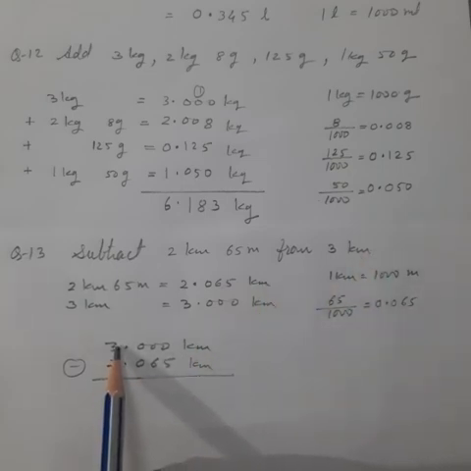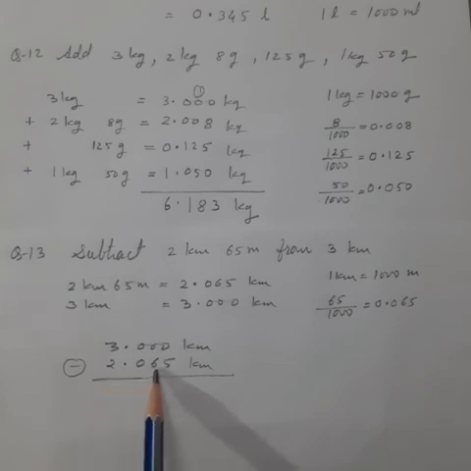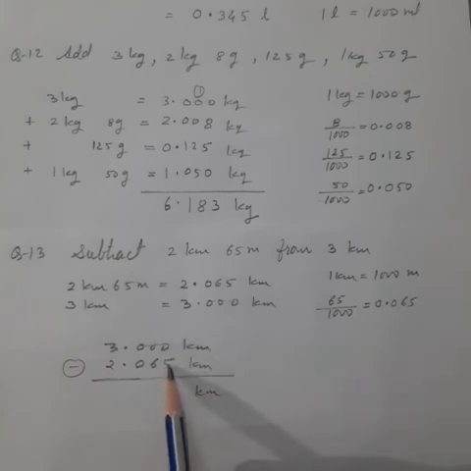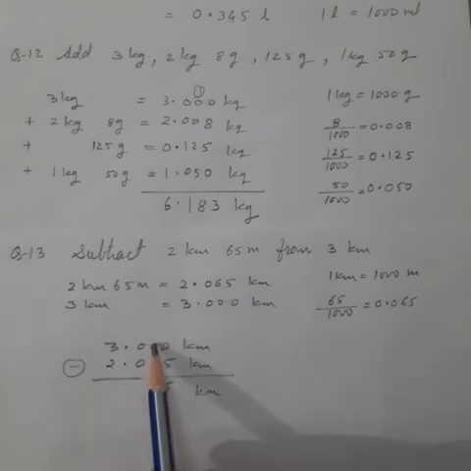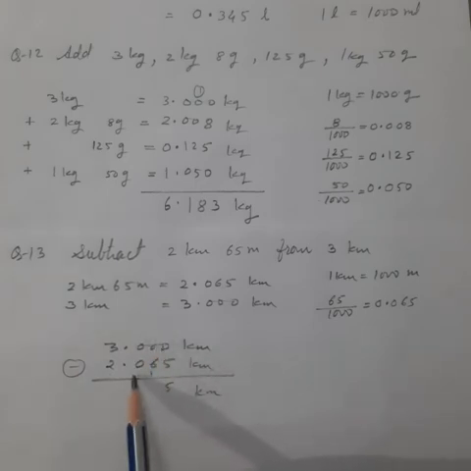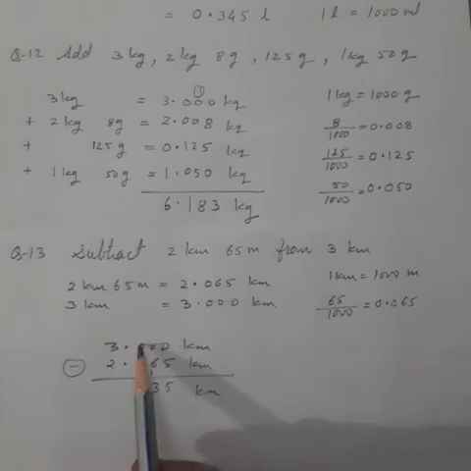So write first 3 kilometers and subtract 2.065 kilometers. Units are the same. The answer will be in the same unit. Now subtract. 0 is smaller than 5. So borrow 1 from here. 10 minus 5 is 5. Again 0 is smaller than 7. So borrow from 1 here. 10 minus 7 is 3. Again 0 is smaller than 1. Borrow from here 1 and 10 minus 1 is 9. Point below the point. 3 minus 3 is 0. So the answer is 0.935 kilometers.